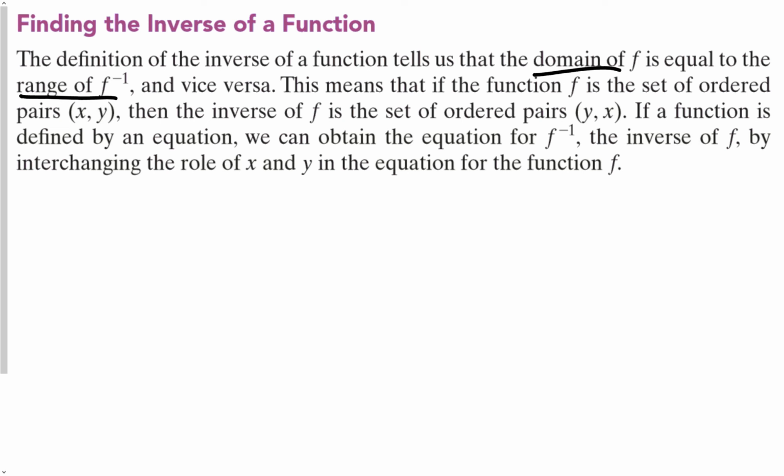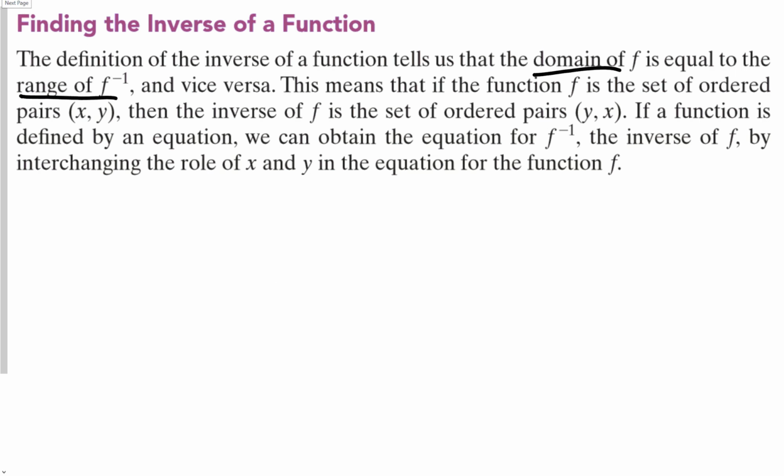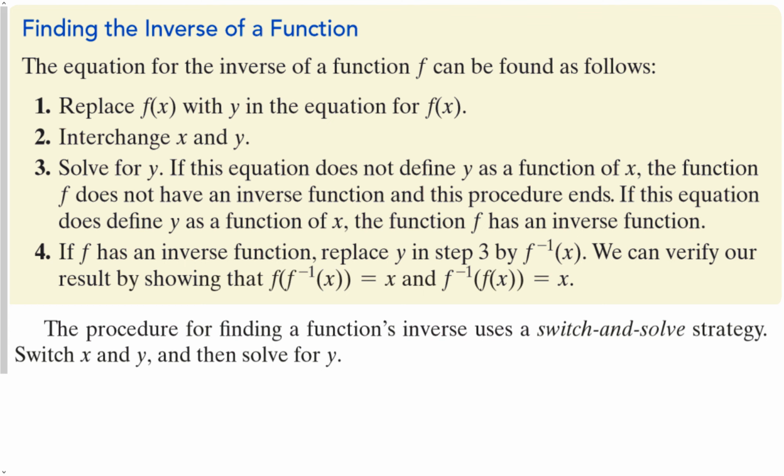So in our first example, we have two functions. We have f of x, we have g of x, which we're showing is the inverse. What we're talking about now is actually finding the inverse when I just have one equation. So to find the inverse of a function, we're going to follow these 4 steps. First, replace f of x with y in the equation for f of x. So just going to make f of x, y.